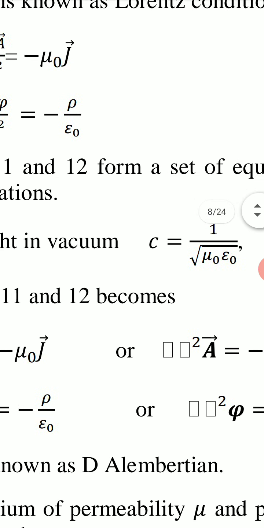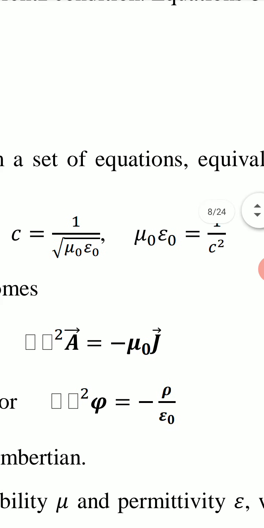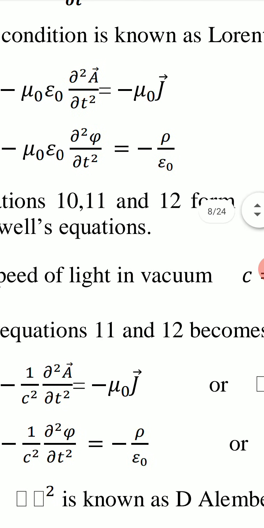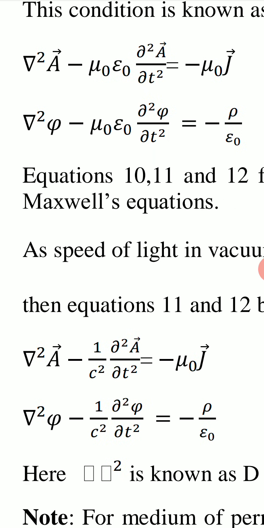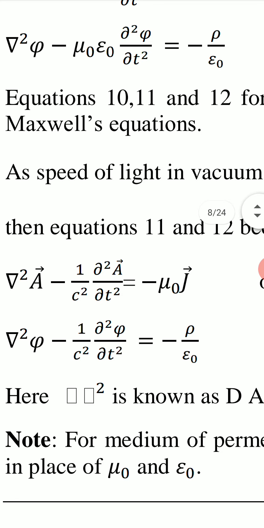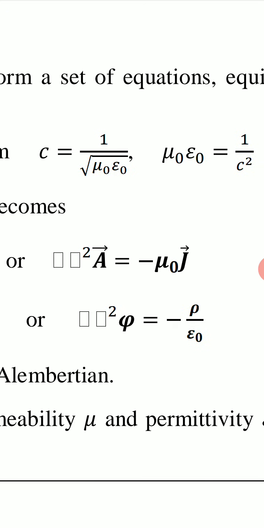As the speed of light in vacuum c is equal to 1 upon under root mu 0 epsilon 0, mu 0 epsilon 0 is equal to 1 upon c square. Equations 11 and 12 then become del square A minus 1 upon c square d2A upon dt square equal to minus mu 0 j, and del square phi minus 1 upon c square d2 phi upon dt square equal to minus rho upon epsilon 0. These equations can be written as del square A equal to minus mu 0 j and del square phi equal to minus rho upon epsilon 0.